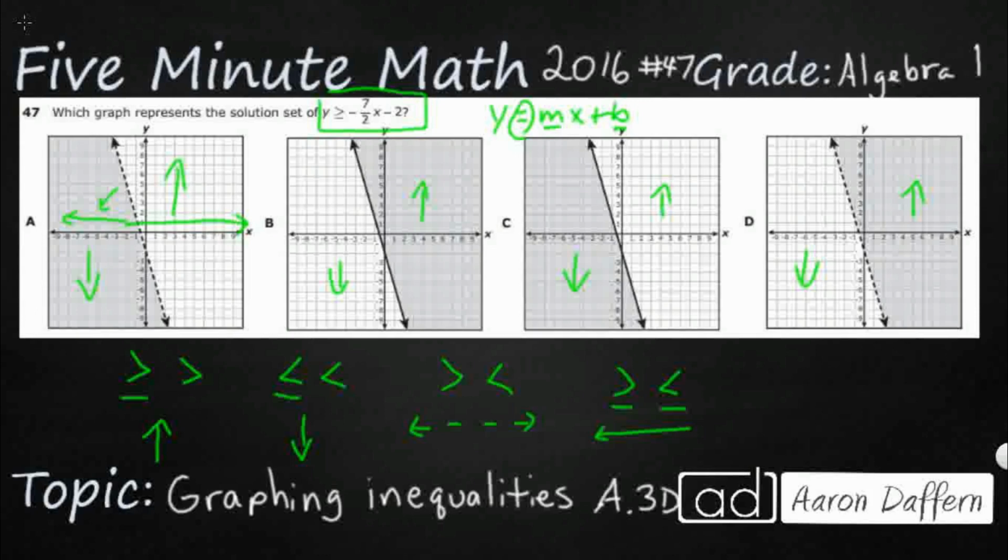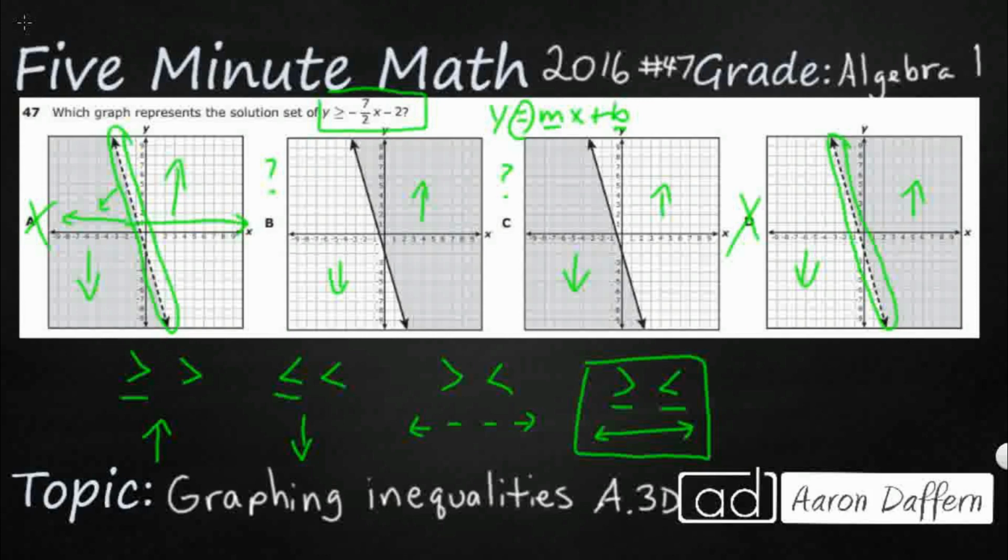So knowing that, let's see what happens to our answer choices here. Well, we've got a greater than or equal to, which means I'm wanting a solid line, right? I'm needing this solid line right here, which means A is out because it's got a dashed line. I'm wanting that solid line because of the equal. B is okay, let's question mark it. C is okay, let's question mark it. D is out because it's got a dashed line.